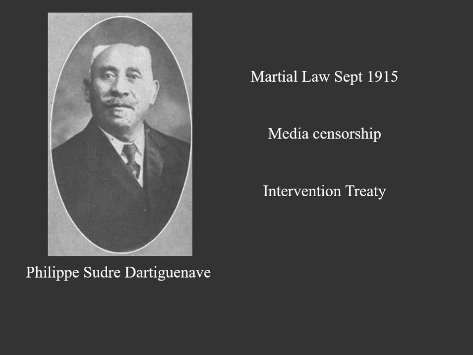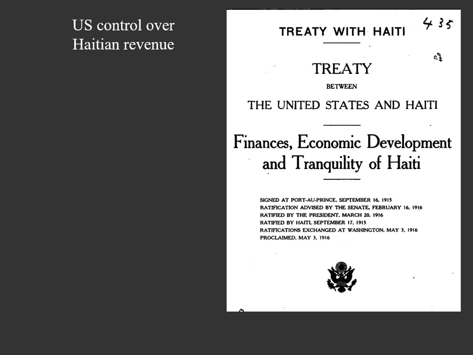And then the United States Senate ratified the treaty unanimously a couple months later in February 1916. And the U.S. Senate didn't even debate the treaty. They just voted on it and approved it unanimously. So the treaty itself gives a whole lot of power to the United States.